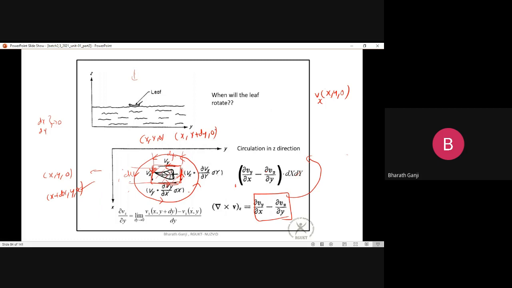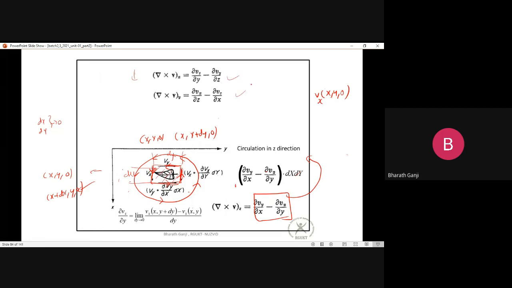Okay, similarly I can think the leaf was in the yz plane, or I can think the leaf was in the zy plane, and I can calculate the circulation. Then I get the circulations in other directions like this.